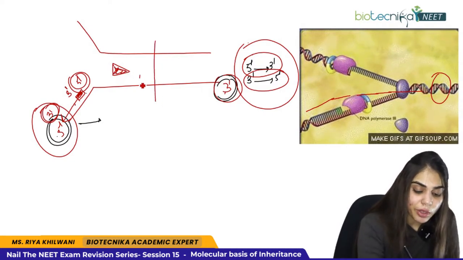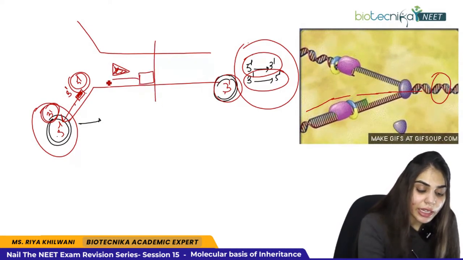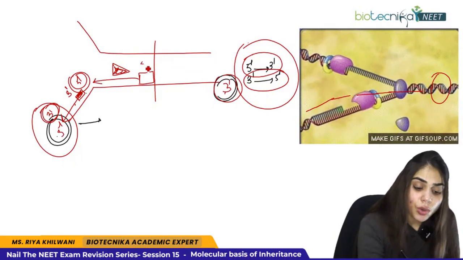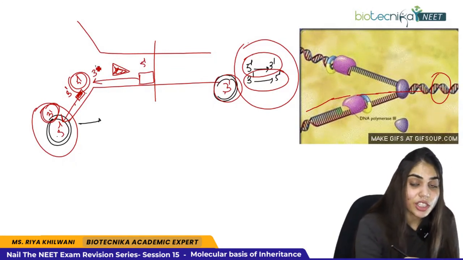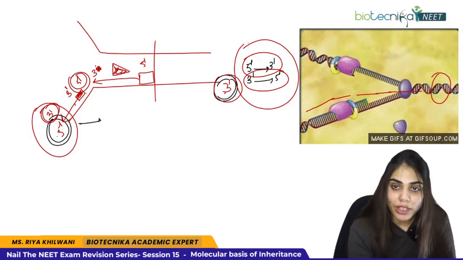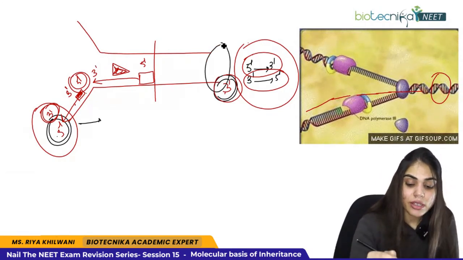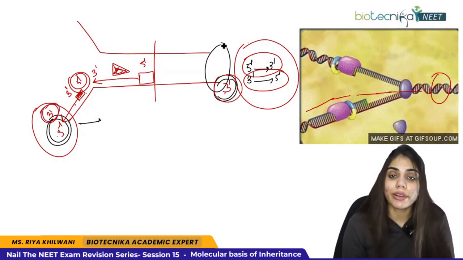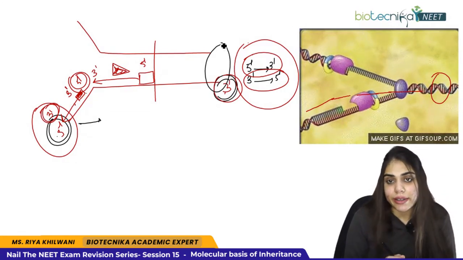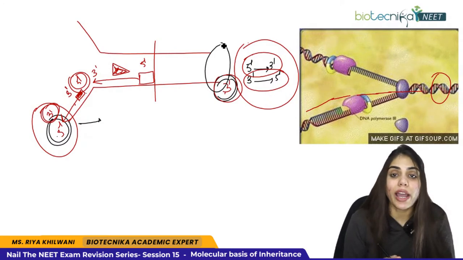Now again, one primer will be synthesized that will again proceed in this direction so as to maintain the 5' to 3' polarity. And again, what will happen? The gyrase will move further. Suppose here it is a gyrase. It is a gyrase enzyme which will release the tension. This gyrase is an example of topoisomerase.